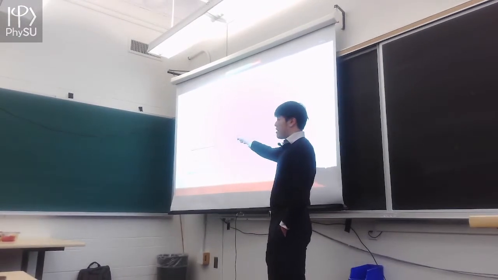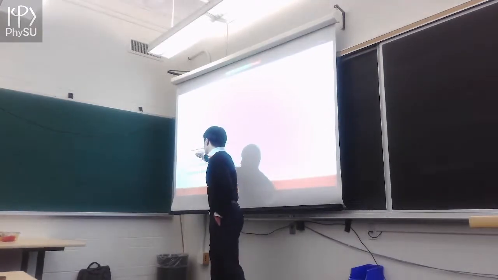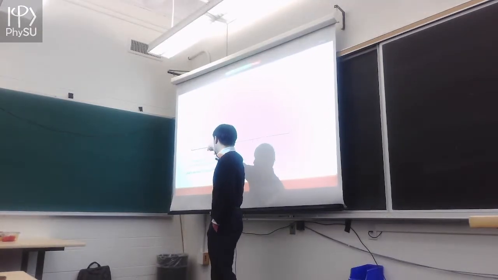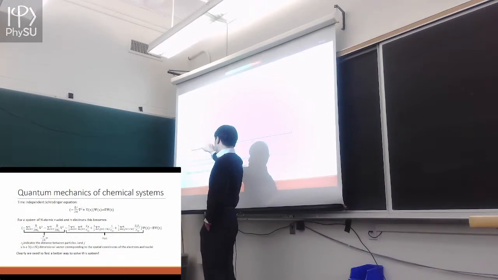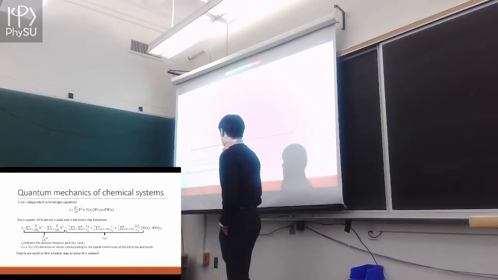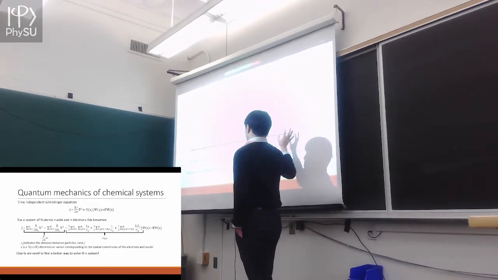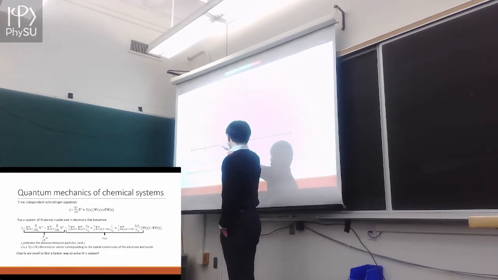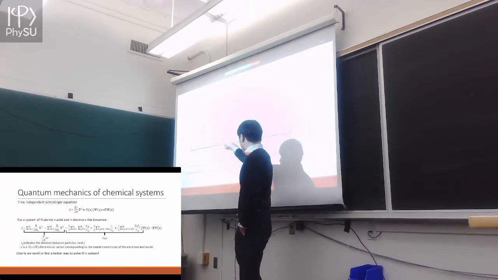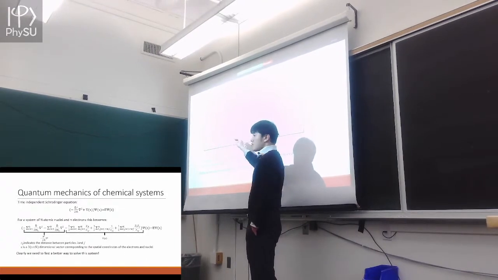So you have the kinetic energy of the electrons, and this corresponds to the kinetic energy of the atomic nuclei. And then here you have the potential part of the Schrodinger equation. This term essentially corresponds to the electrostatic attraction between the electrons and the nuclei.